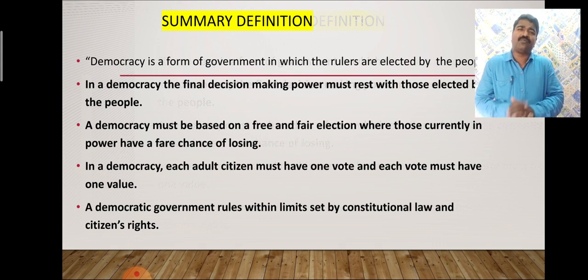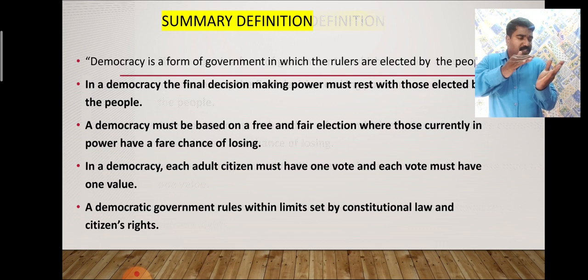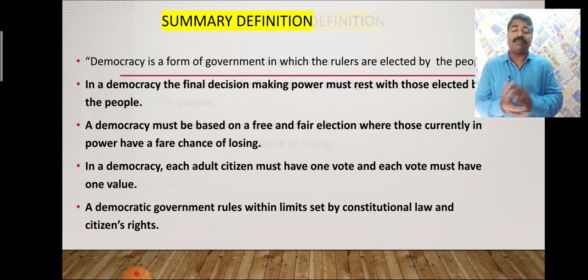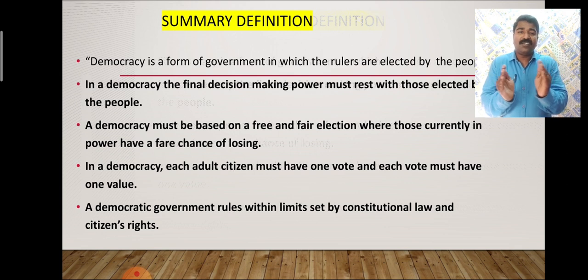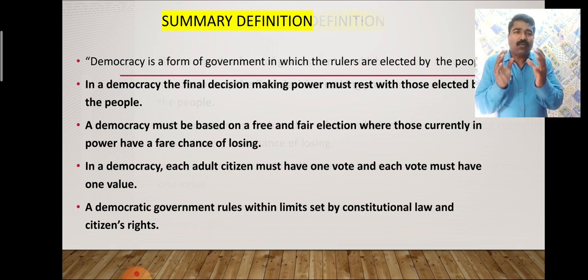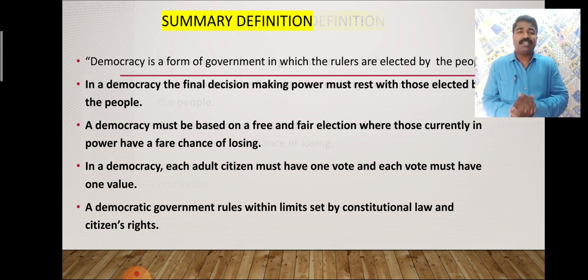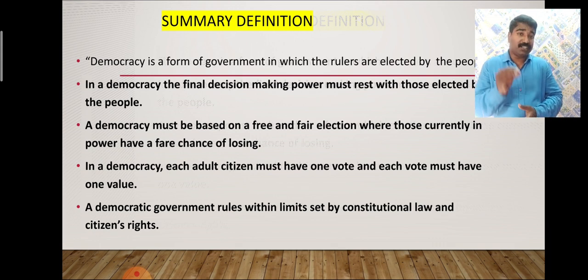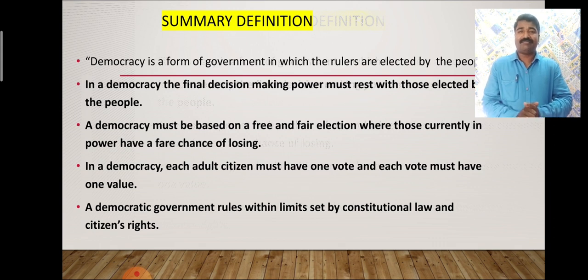This is a summary of this one. From the simple definition, we have identified these things. Decision-making power must be rested with those elected by the people. Democracy must be based on free and fair election. Each adult citizen must have one vote and one value. That is a very important thing. A democratic government rules within limits. They have to respect the rights of citizens. They should be below the law. This is the summary definition.